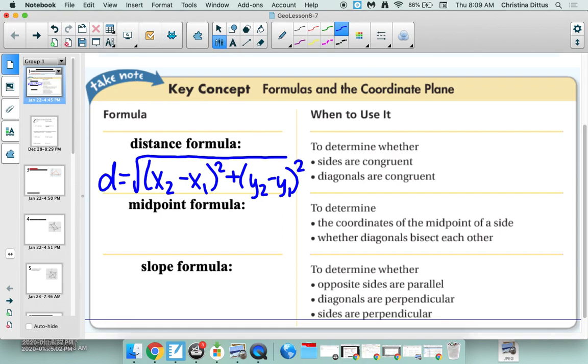So if you want to know if sides are congruent or diagonals are congruent, this talks about length. Okay.